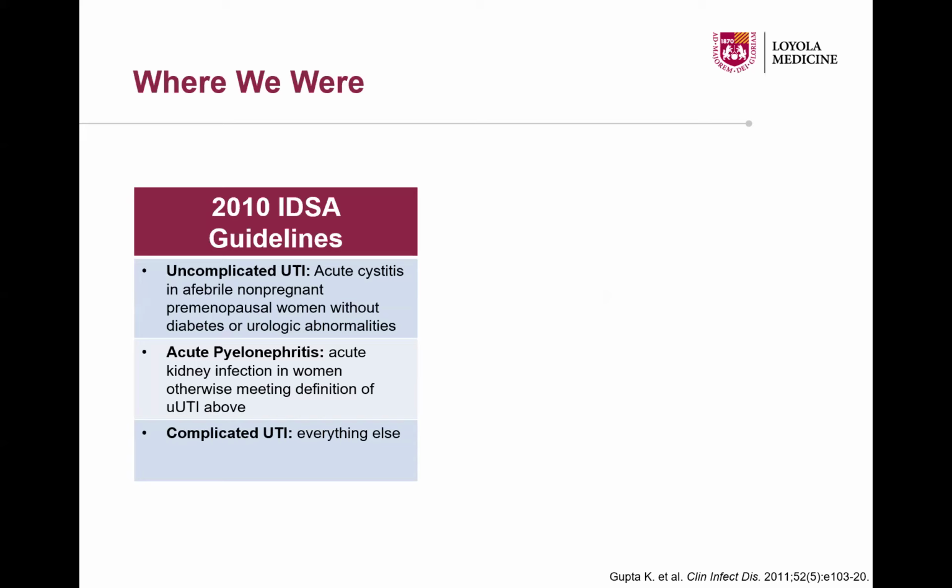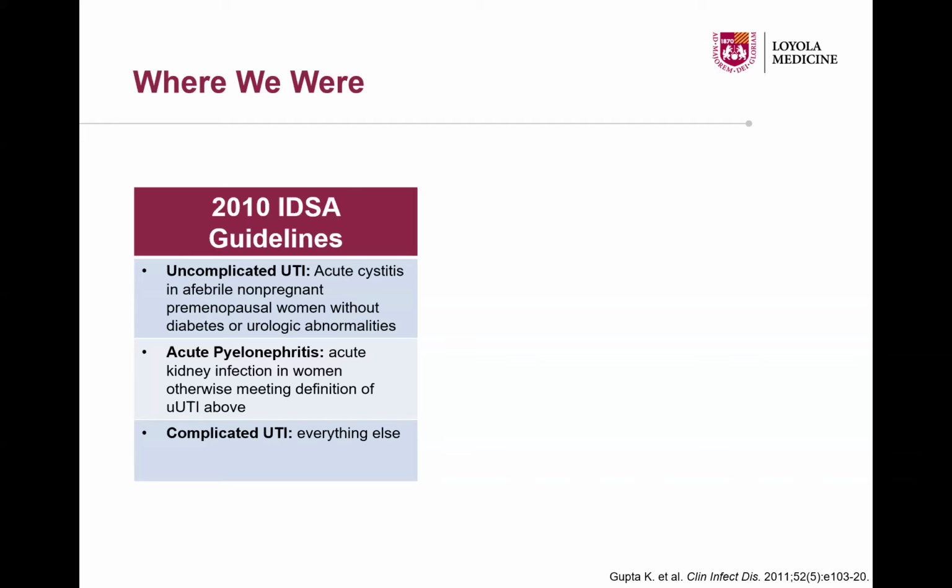They also further define acute pyelonephritis as that same population with an acute kidney infection. If you don't meet that criteria, you are now complicated. And so unfortunately for me, I'm complicated now. But anyone with any other comorbidities is going to be complicated.